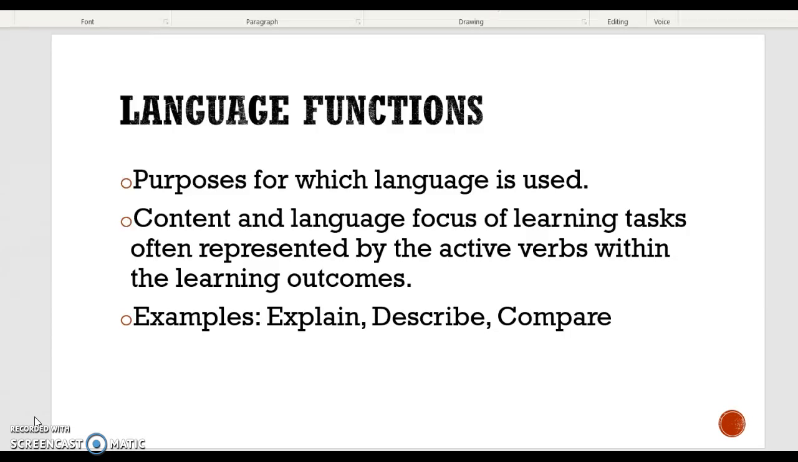So language functions use those active verbs, and you have to show what students are not just learning, but what they're doing with that information. Language functions also come from not just the objectives, but also the standards, and they have to lead up to that central literacy focus of the unit. I mean, how are students learning? How are they practicing and getting to that central literacy focus?